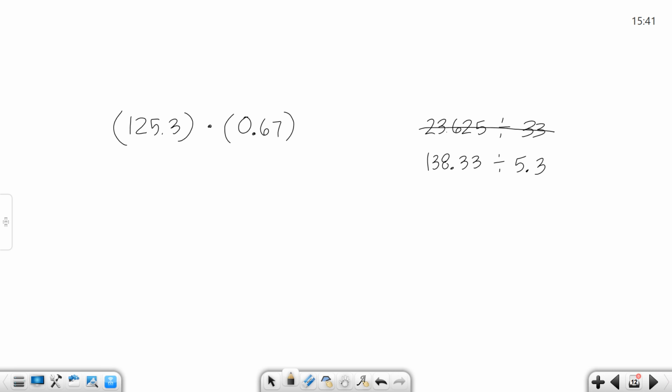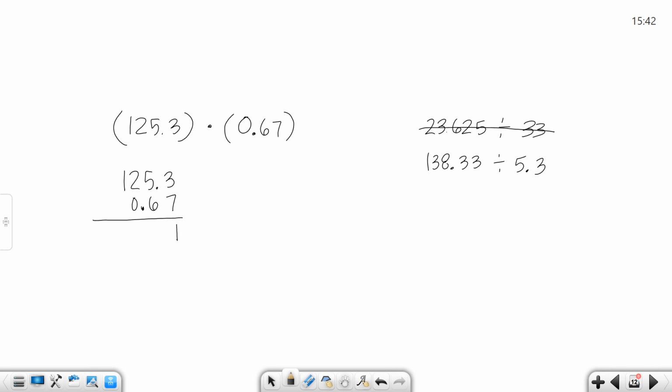Okay, now when you multiply, it's a whole different ballgame. So you can line them up. Decimals do not have to line up. You just line up the one with the most number of digits on the top. It doesn't even have to be the biggest one. Whichever one has the most digits, that's what goes on the top. Okay, so then we'll multiply.